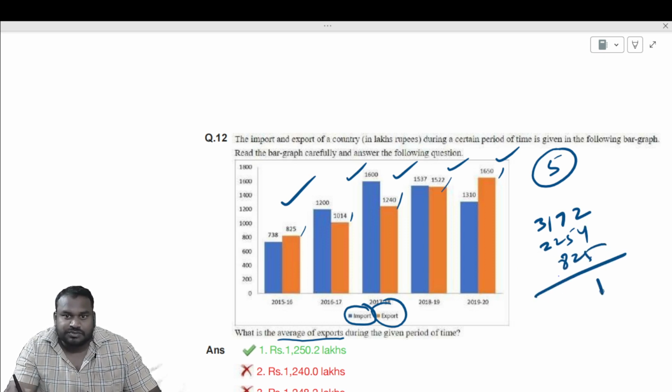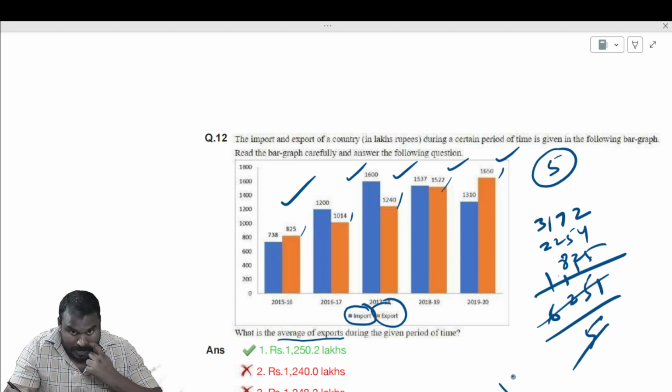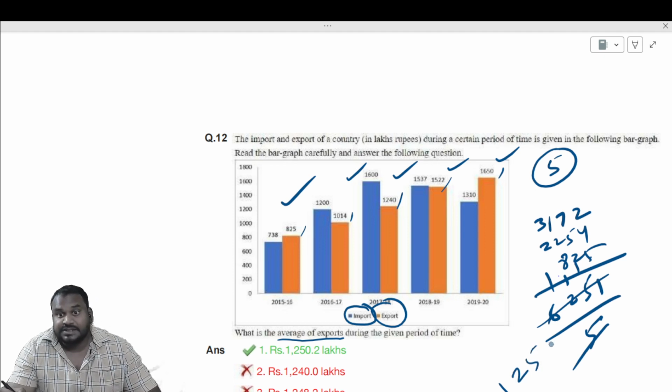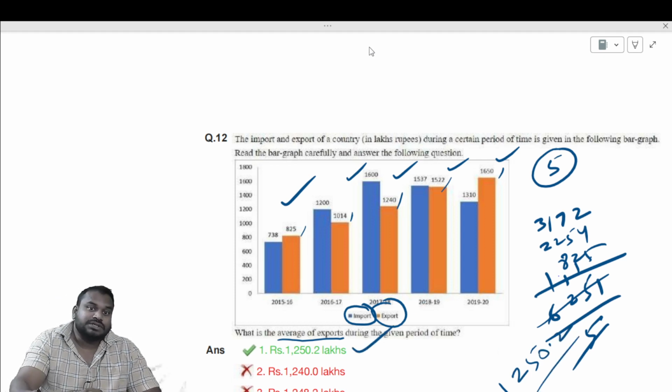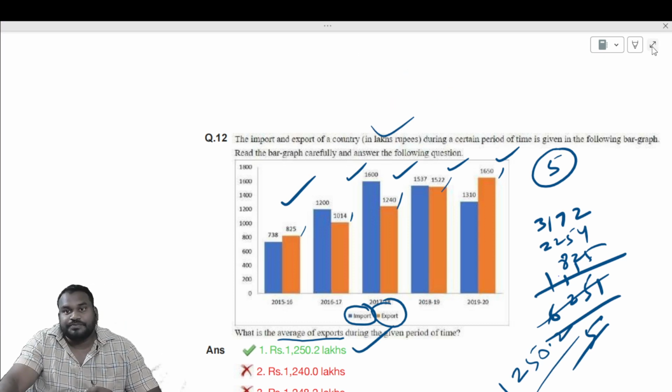Adding everything up, 6 to 5, 1 divided by 5. Why 5? Because there are 5. Okay, so we get 1225.2. Because it should be in lakhs, since it is in lakhs of rupees.